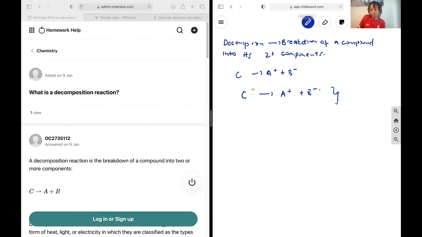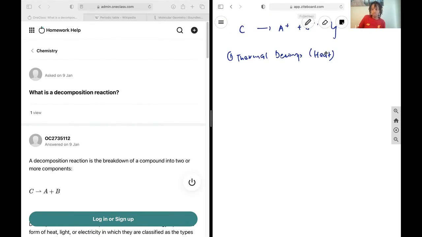First and foremost, we would have thermal decomposition. This is of course caused by heat, so it's when you use heat as a form of energy to cause the decomposition reaction. A good example of this would be calcium carbonate, which would go into calcium oxide and carbon dioxide.